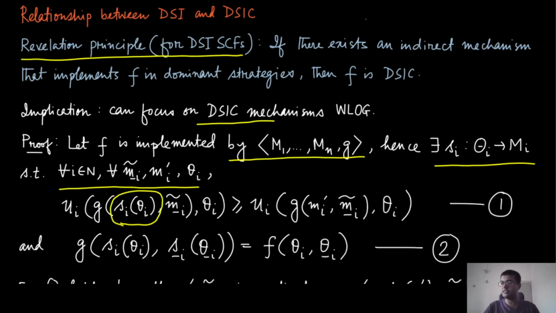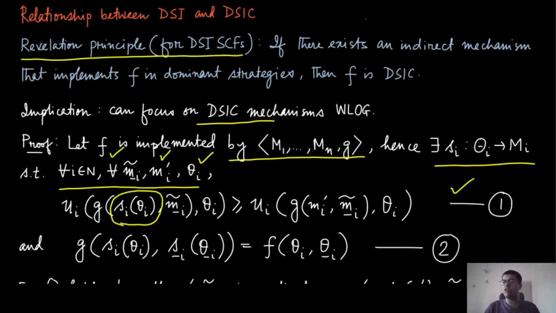So if you just replace this with M_i and compare this with the definition of dominant strategy implementability in the previous module, you'll see that this is the same thing. So we have just replaced that M_i with S_i(theta_i), and this should hold for all M_minus_i tilde, for all the messages chosen by the other players, for all M_i prime, and for all theta_i. Right? So this is the first equation, first inequality.